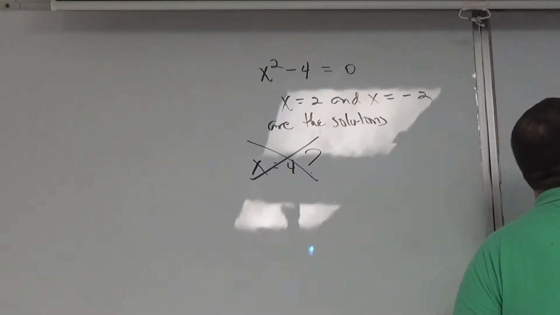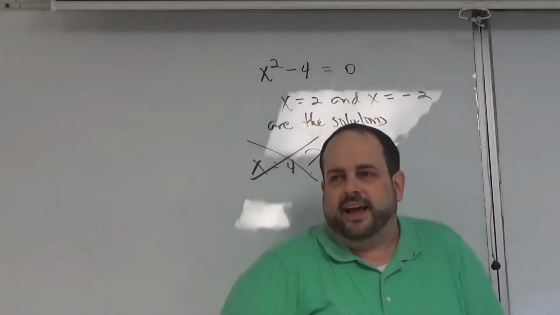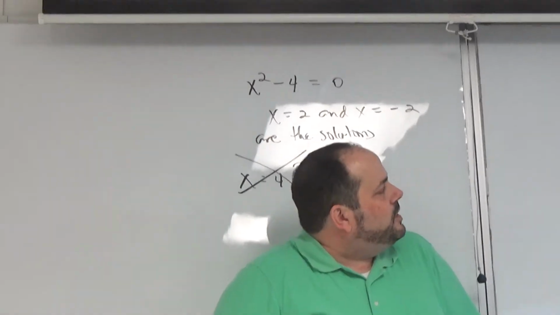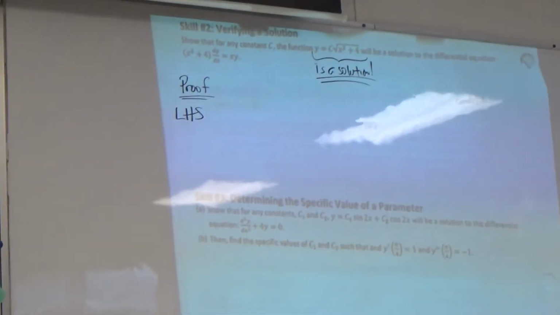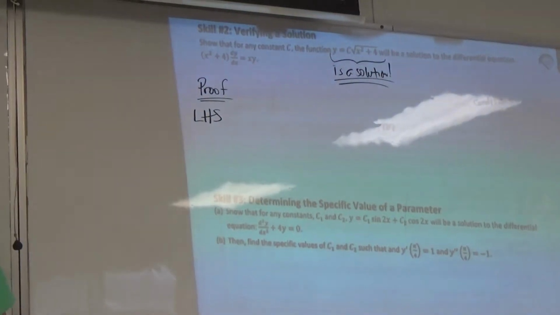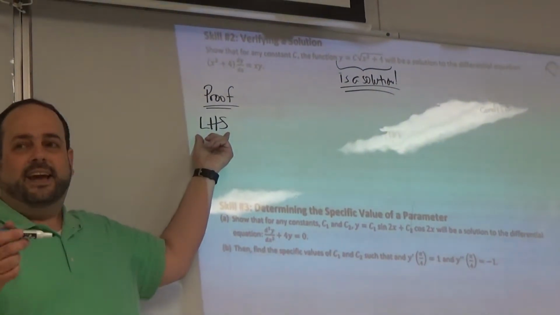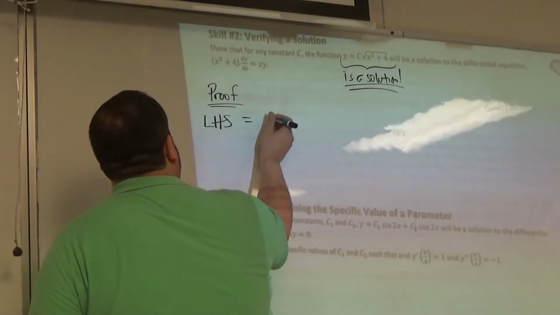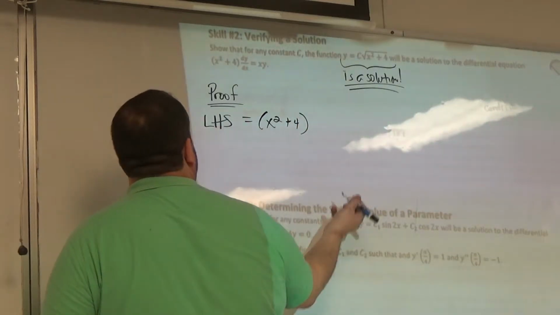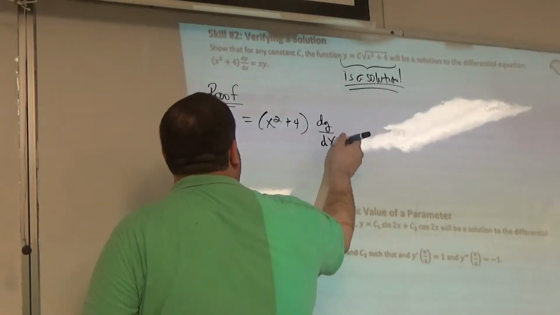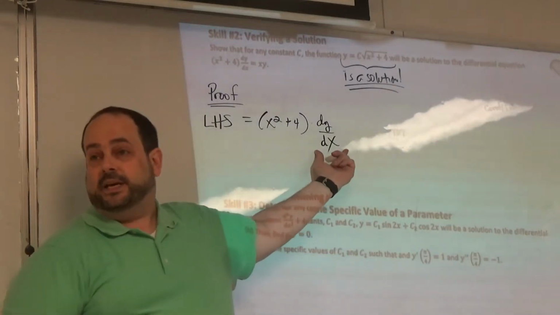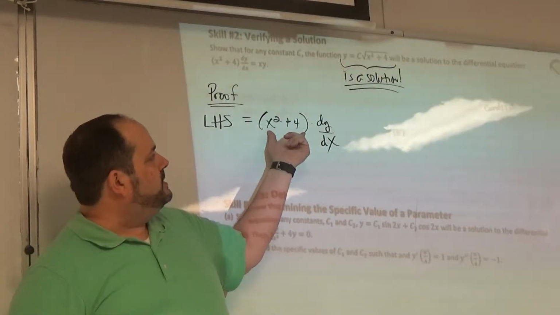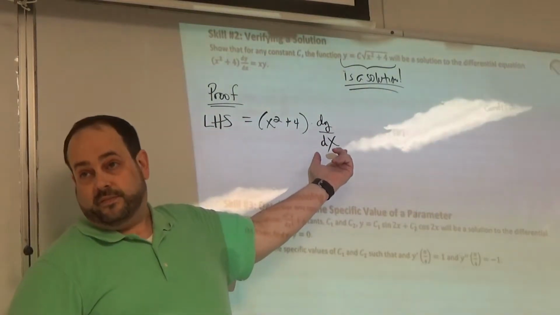I'm going to start at LHS. You guys might remember that from last year in pre-calc, when you were doing proofs. LHS stood for the left-hand side. So the left-hand side of this equation says x squared plus 4 times dy/dx. The dy/dx means the derivative, right? The left-hand side says start with x squared plus 4 and multiply by the derivative.